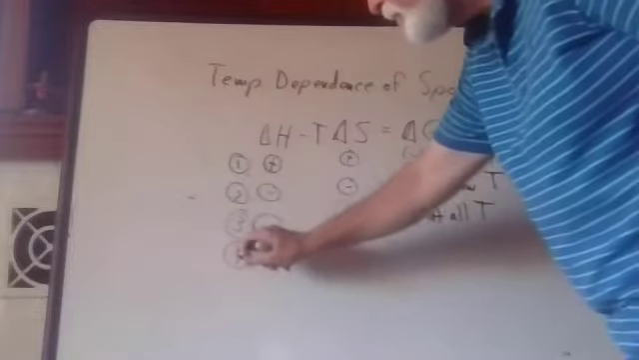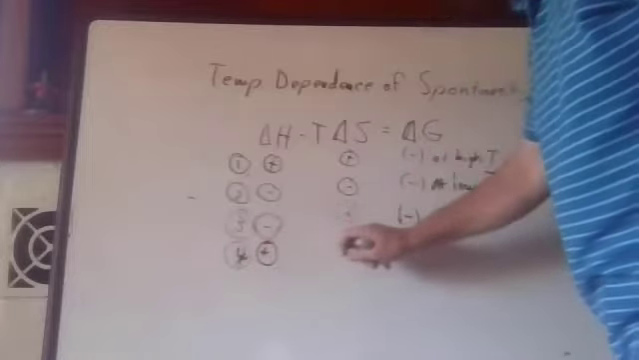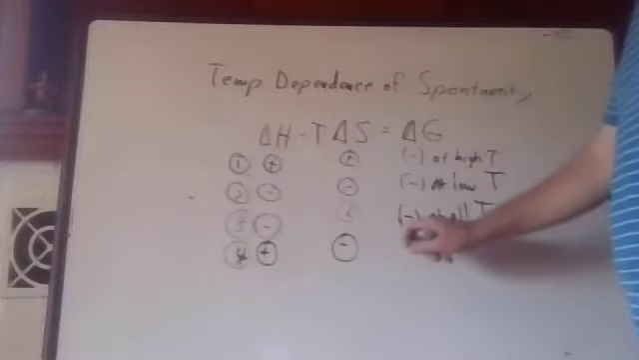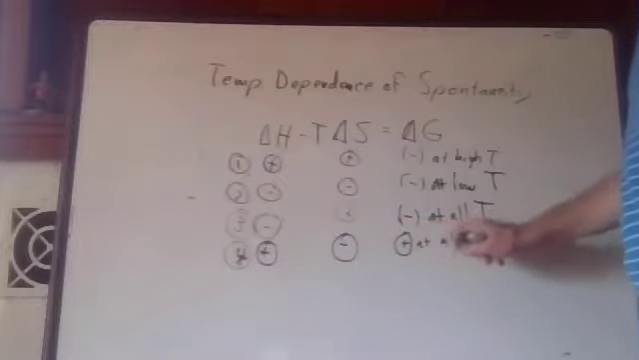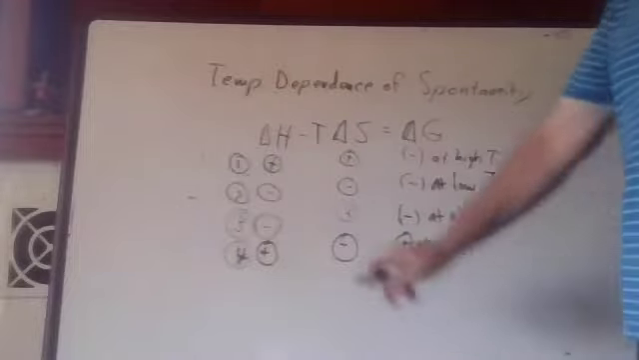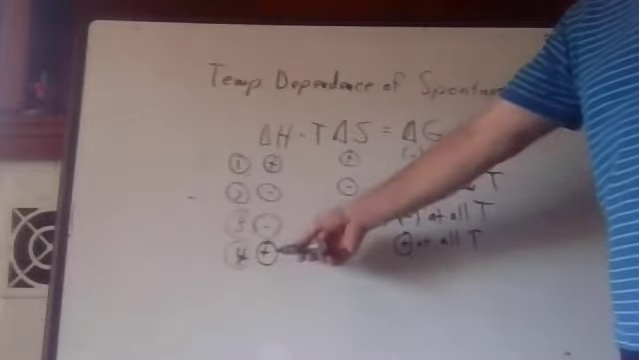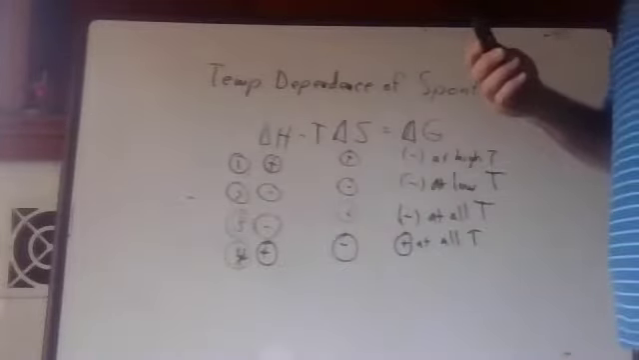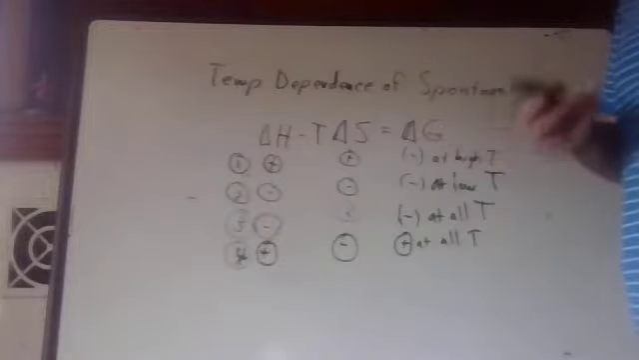The 4th combination is if delta H is positive and delta S is negative. This is positive at all temperatures. And the reason that delta G is always positive, again, is because of the signs, because you're needing to input heat, and the system is becoming more ordered both at the same time, and that can't happen for a process to be spontaneous.